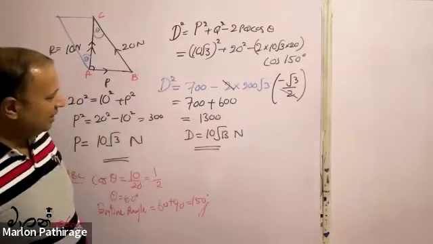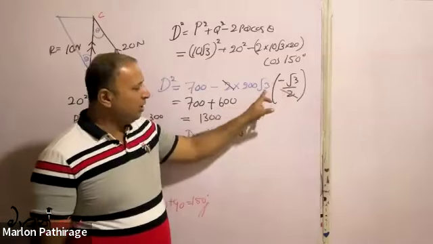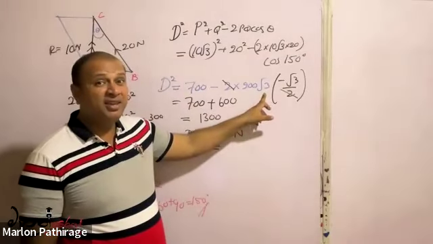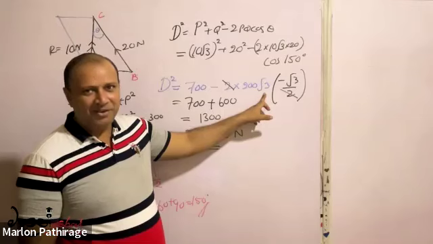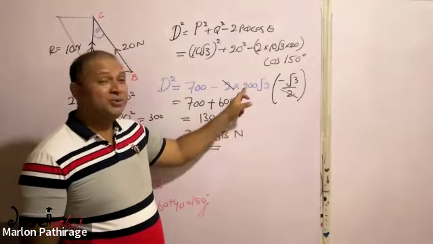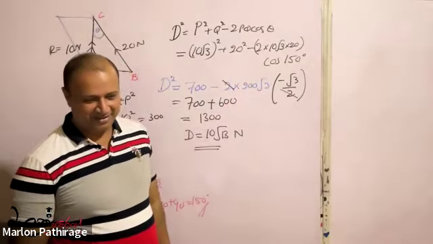Yes, sir. Root 3 into root 3 is 3, and 3 into 200 is 600.